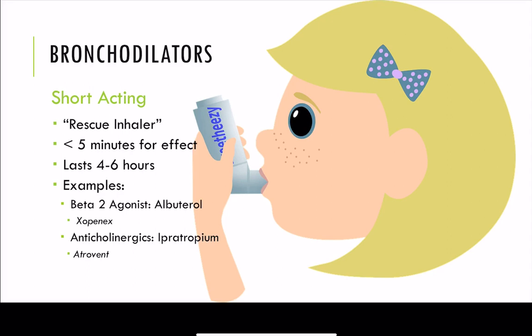So again, if we go back to what we know, what type of receptor is a beta-2 adrenergic receptor? This is the receptor of the sympathetic nervous system. So what does the sympathetic nervous system do to the lungs? It bronchodilates. So a beta-2 agonist would be a bronchodilator.